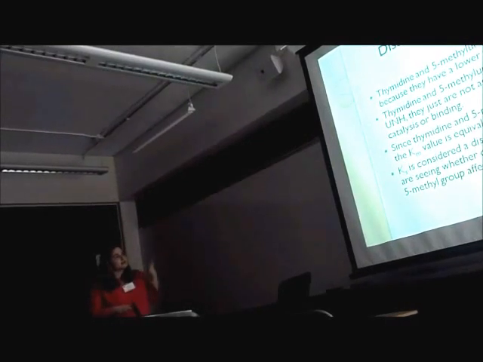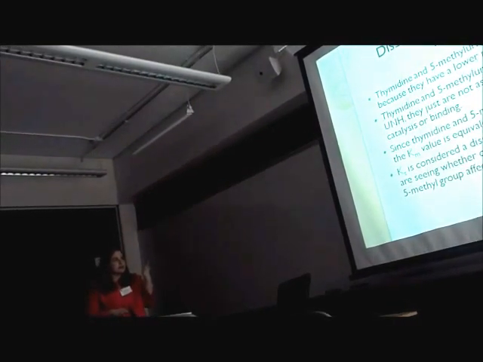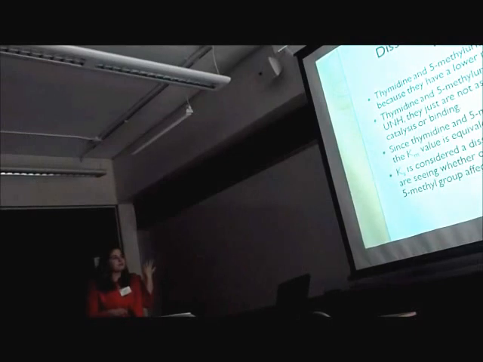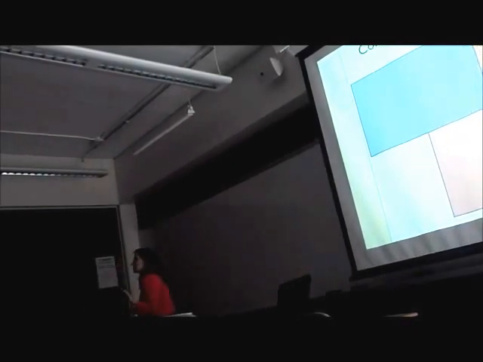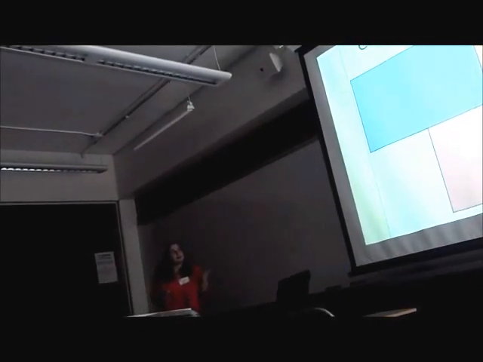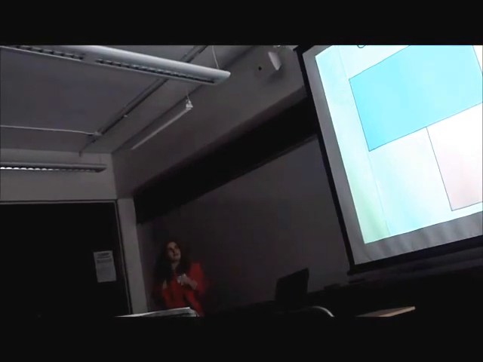And since they act as inhibitors, the Km is equivalent to the Ks, and Ks is considered a dissociation constant because we're seeing the effect of binding with the 2'-OH group and the 5-methyl group.